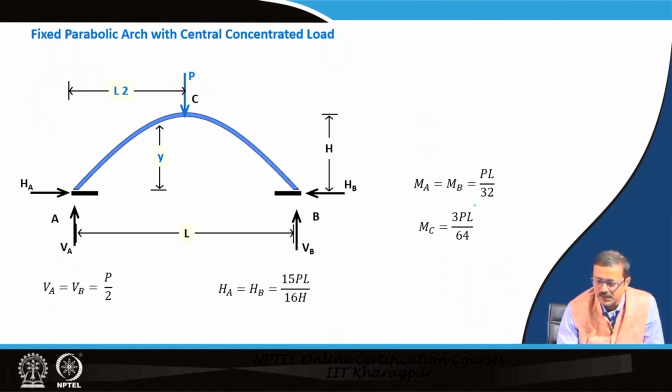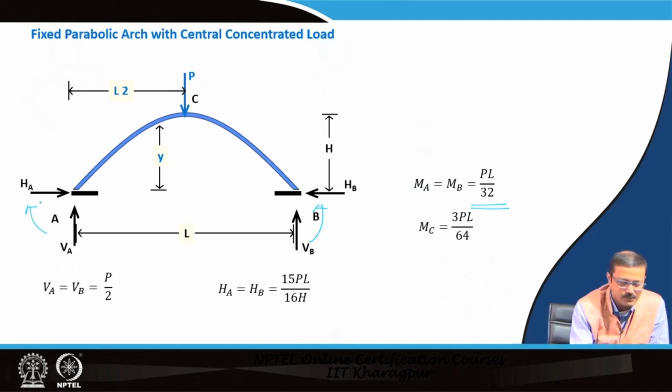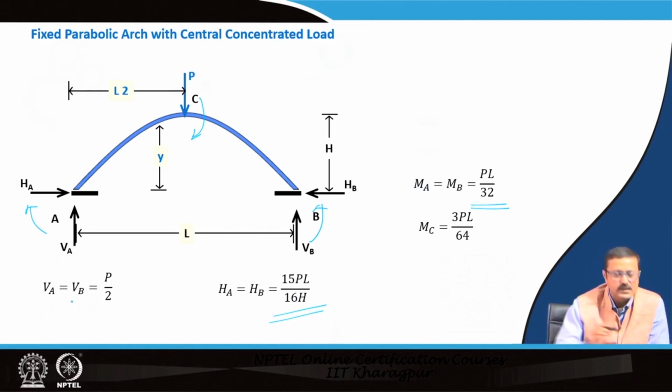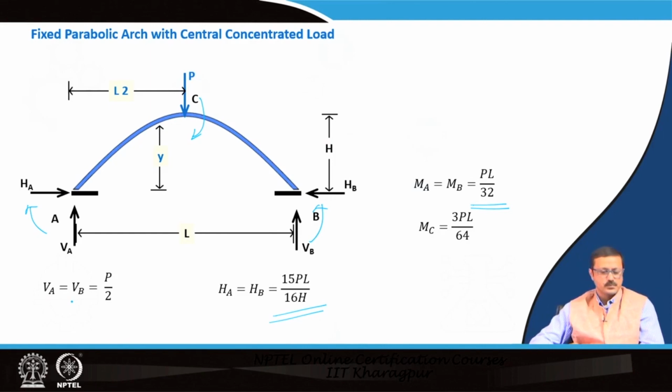MA and MB equal PL by 32. So, these moments are PL by 32. The moment at C will be something like PL by 64. HA and HB will be like 15 PL by 16 H. Again, this H is the rise, and VA and VB are just as simple as P by 2, P by 2.